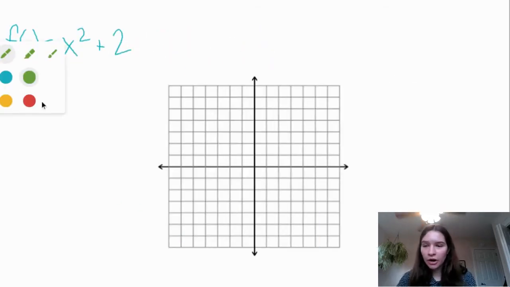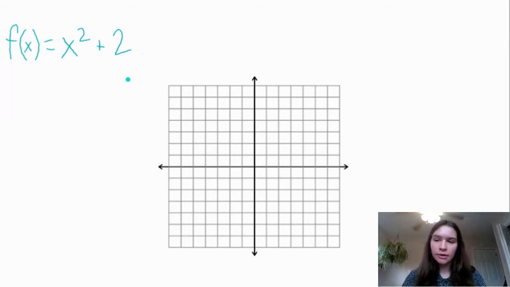Okay, how about a more complicated graph? What about f of x equals x squared plus 2? So we know the x-intercept's right here. Then it's going to be about here and here, then here and here.